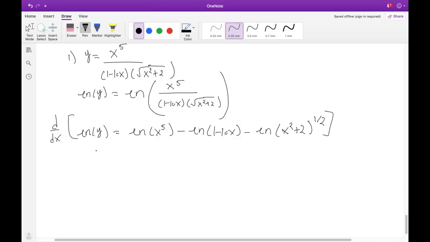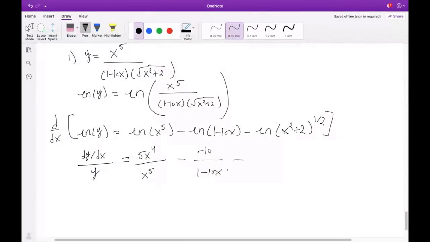So the derivative of ln of y is 1 over y, but it's multiplied by dy over dx because we're taking everything with respect to x. So basically it's dy over dx over y. I'm going to take the derivative of ln of x to the fifth. So du over u, so 5x to the fourth over x to the fifth. Now I'll take the derivative of ln of 1 minus 10x. So the derivative of u is negative 10 over 1 minus 10x.